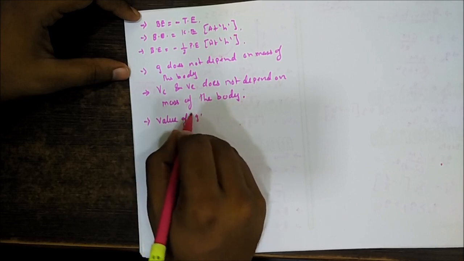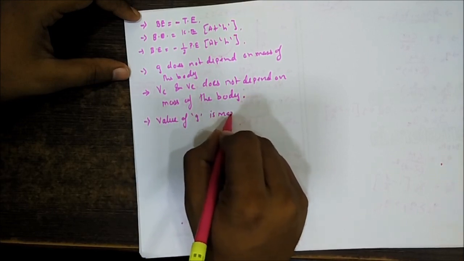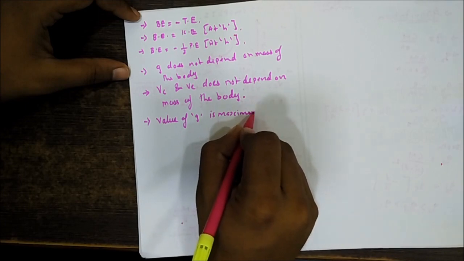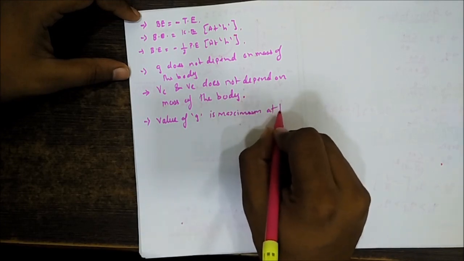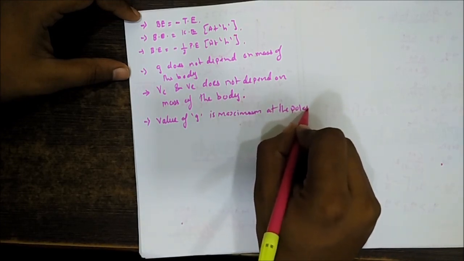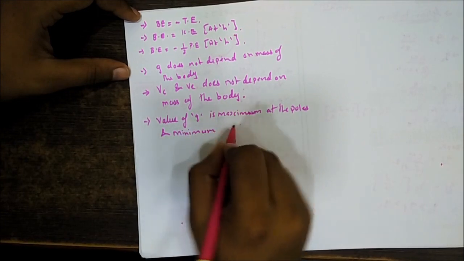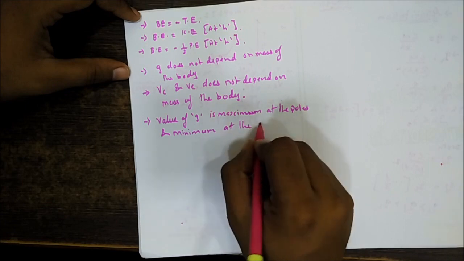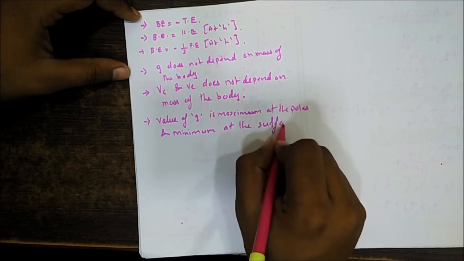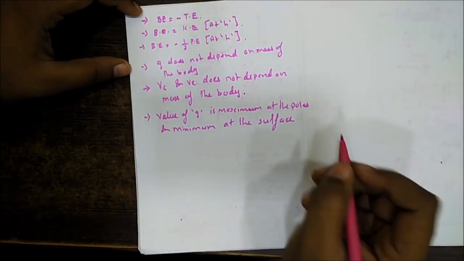The value of g is maximum at the poles and minimum at the surface.